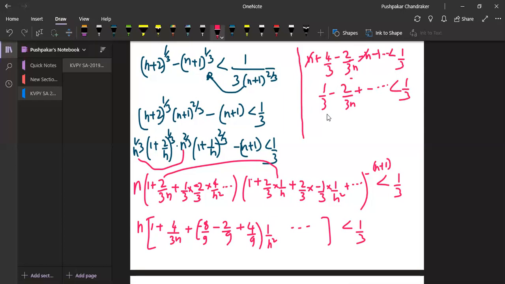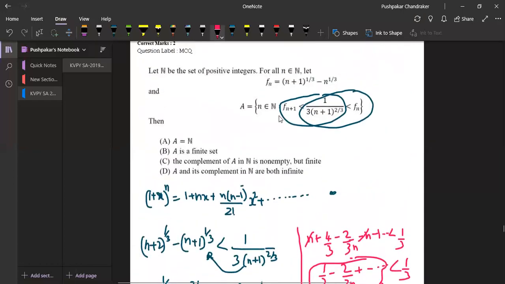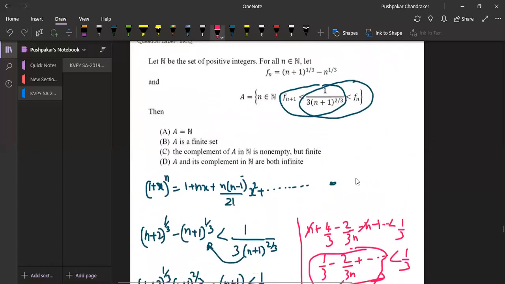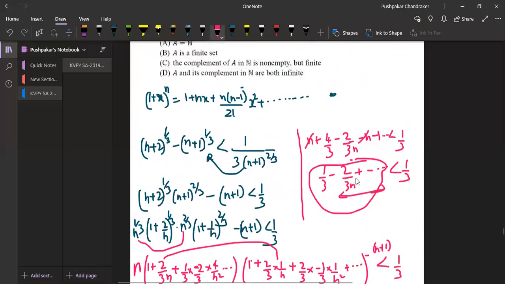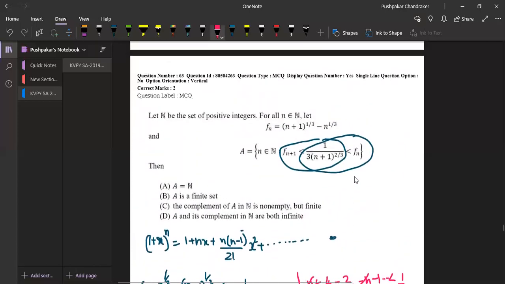So definitely you're subtracting something negative, 1 by 3 minus, these all quantities will be some fractional value. So definitely the left hand side is less than 1 by 3 for all values of n. It means the left hand side of the inequality is always true for all natural numbers n. Exactly the same thing is true for the right side also. You'll find that that is also true for all n.